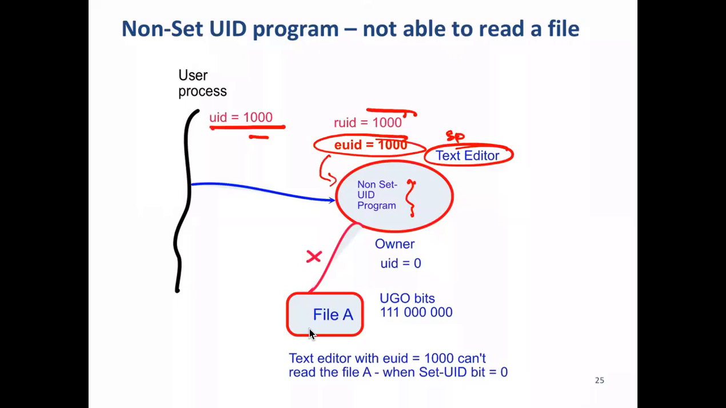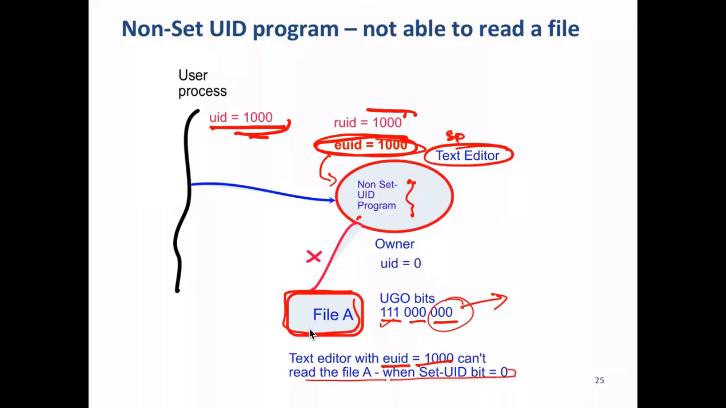And it's trying to read a file based on these permissions, a file which has UGO bits as 111, 000, and 000. So I am not falling into this category. I am falling in this category. So I am not allowed. So the text editor with UID 1000 cannot read the file when the set UID bit is equal to 0.